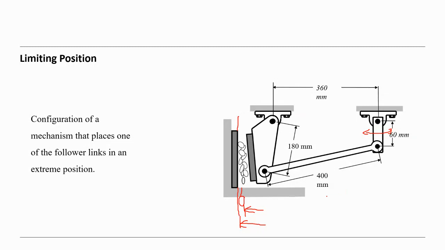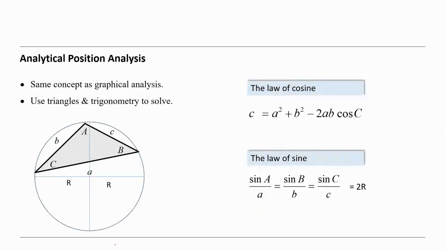So coming from the limiting positions, what are the limiting positions of this mechanism? Let's assume this is the dimension of this walnut, maybe 10 millimeters, between 10, 15, and so on. For that, you have to define the limiting position. So this is also homework for you.